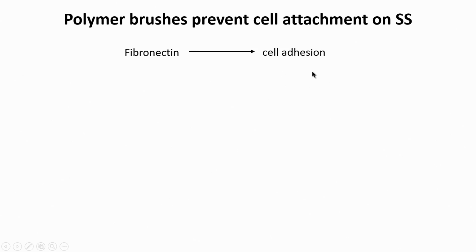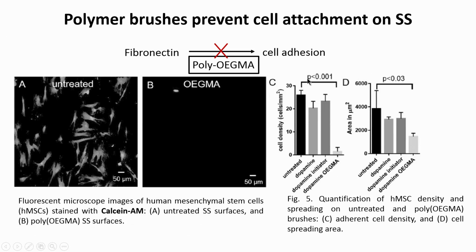Essentially, fibronectin causes cell adhesion. So, if there is polyoigma, there is no fibronectin and no cell adhesion is going to happen, and that is what they see here. These are untreated surfaces with cells; in this case they have used a human mesenchymal stem cell. On untreated surfaces these mesenchymal stem cells are growing very well and spreading, but as polyoigma is put in, there is a vast reduction in the cell density on the surface. There is hardly any cell that you can see, and even the few cells that are there have very low area. The cell is not spreading; it is not really liking the surface.